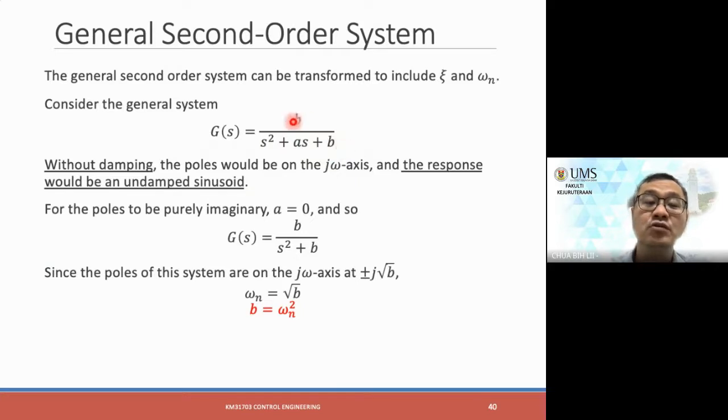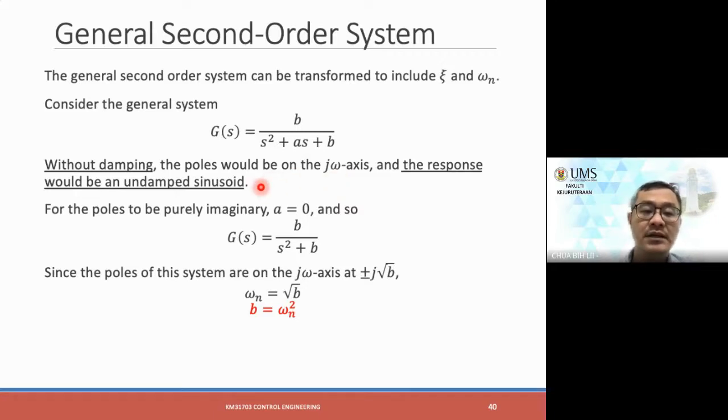These two constants we assume as the same, just like the first order system, where we take these two values as the same. If they are not the same, you just multiply by a factor, and that factor you just bring out. So make sure they are the same somehow. Now, without damping, the poles would be on the imaginary axis. This j omega represents the imaginary axis. Without damping, the poles would be on the imaginary axis, and the response would be an undamped sinusoid.